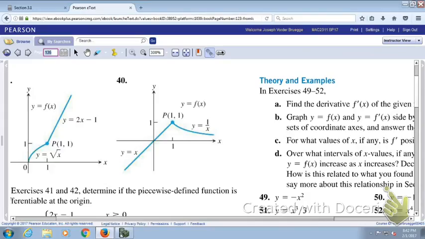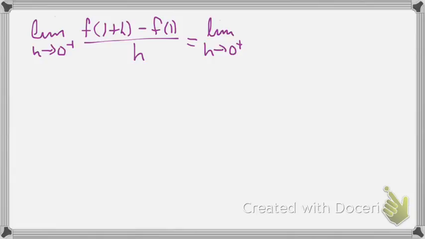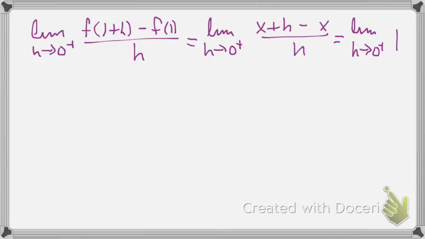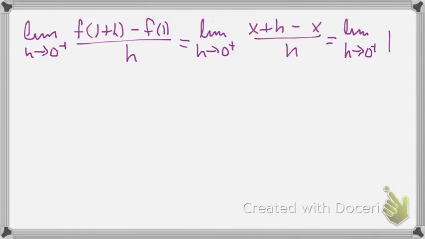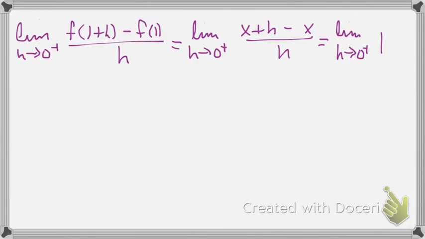What am I using if I'm approaching from the left? y equals x. So what is f of x plus h? x plus h. And what is f of x? x. And this couldn't possibly be easier. The limit as h approaches 0, x minus x cancels. h over h is 1. And the limit of a constant is itself.